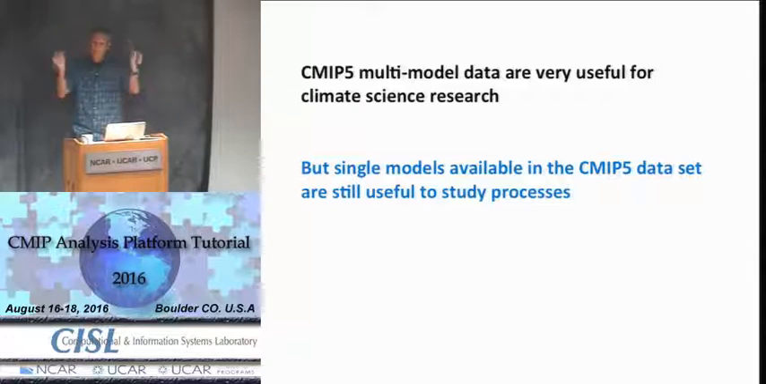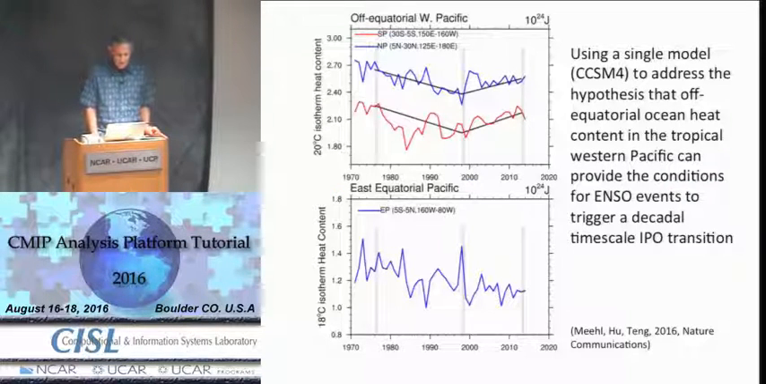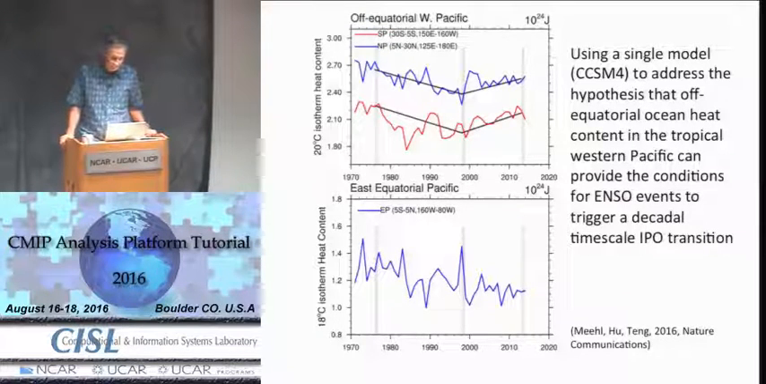And that means you'd be forced to get a paper published, you'd have to do a multi-model analysis. But it turns out that single models are still useful, especially if you're looking at processes, and especially if you're looking at data that you may not be able to get from the CMIP-5 database, especially ocean data.